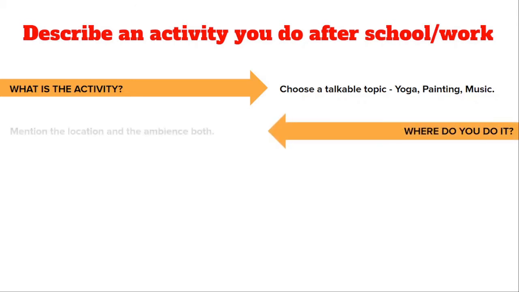Secondly, where do you do it? Mention the location and also make an effort to include minor details about the location. Like for example, is it an open space or a closed one? Do you use a yoga mat or do you use a cotton cloth? Are there any plants or open views from where you practice it? Like can you see the sunset, etc.